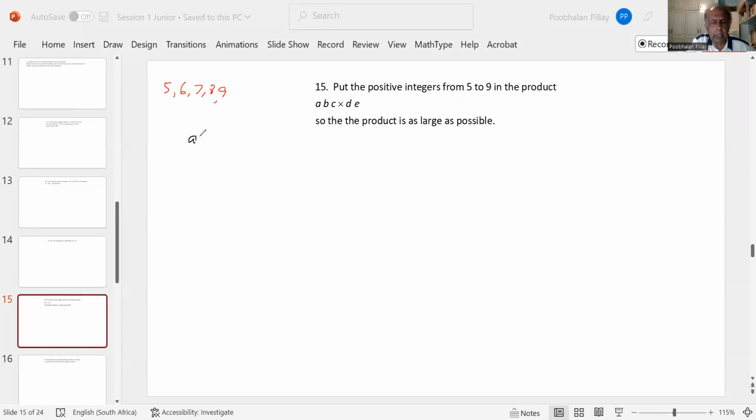Okay, so where do we start? You've got A, B, C, that's a 3-digit number. You're going to multiply that by DE. When you do that, you will see that the A is in the 100s column and the D is in the 10s column. So you want AD, the product here, to be as large as possible. Firstly, you want AD to be as large as possible.